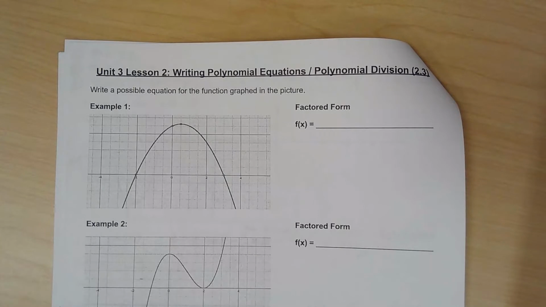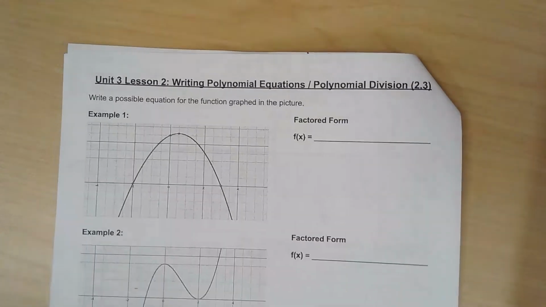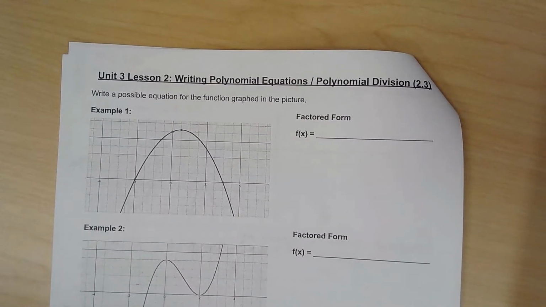So in the last lesson, we talked about what all the parts were. We talked about double and triple and single zeros and all that kind of stuff. Today we're going to use all that to work backwards and write an equation. So rather than giving an equation and having you graph it, we're going to give you a graph and have you write the equation.